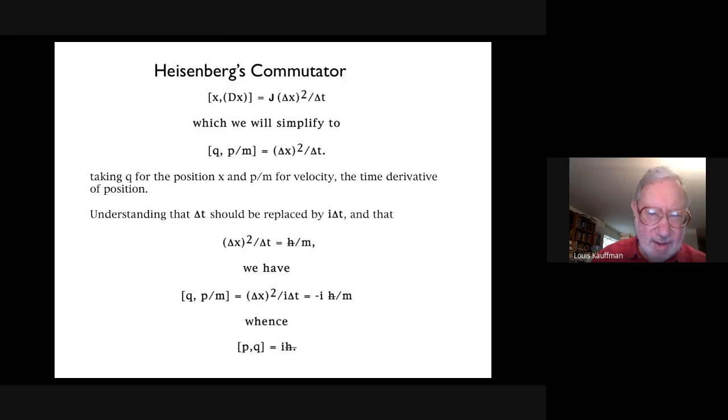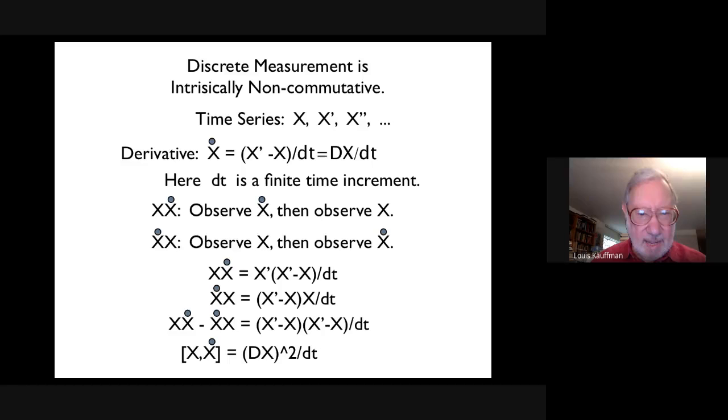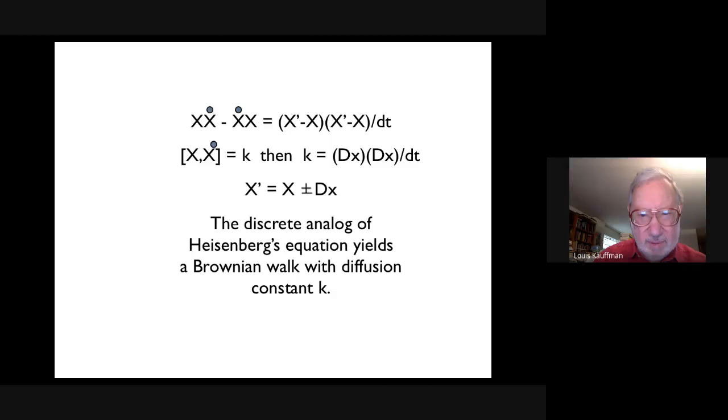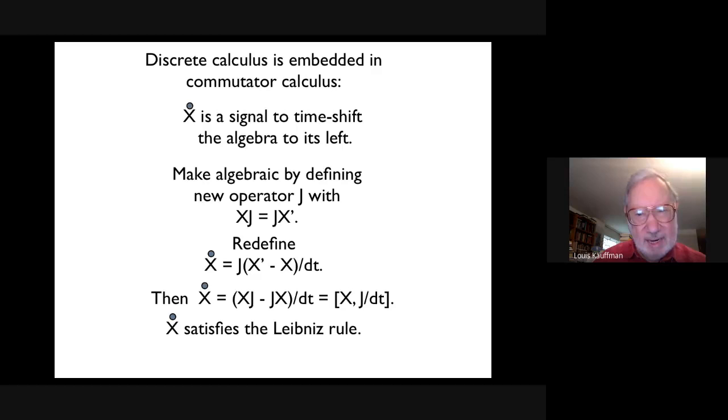Now let's go back. I'm repeating myself again. This says nothing more than I said before, except that I use x dot here, and I haven't turned it into the j yet. But I put in the j, and I have an x dot now. And the x dot, once it is j times x prime minus x over delta t, is a commutator.